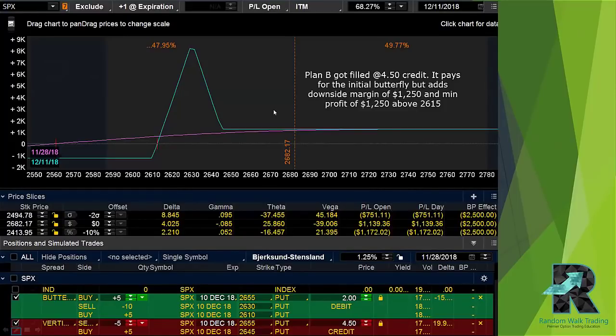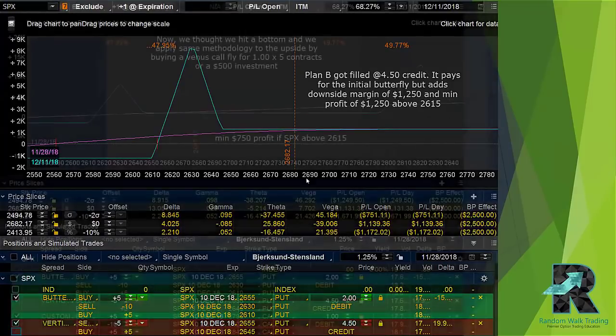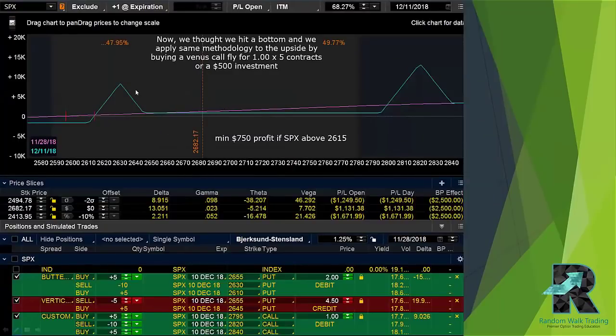So on that big down day that we had, and we got filled on this put spread, I said, let's do the same thing on the upside. Everything that we just talked about for the downside, doing a Venus put butterfly on the downside, we can repeat that process and do it on the upside. So what I did here is just bought a Venus call fly, paid $1. The market was severely oversold, and paid $1. So I'm spending 5 contracts times $1, I'm spending $500, and so instead of $12.50 underneath the tent here, I got a minimum of $750 profit if we stay above $26.15 at expiration.